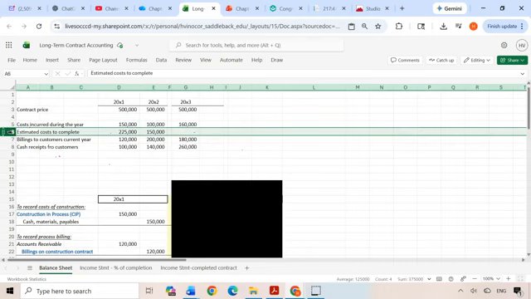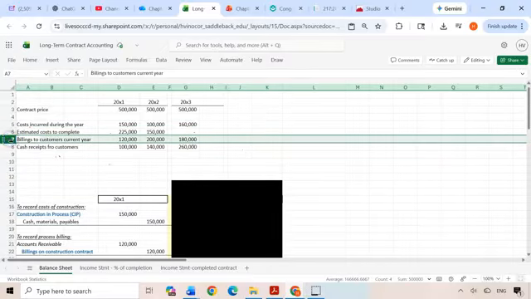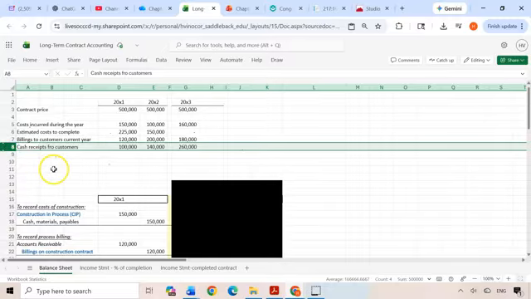And then we're given the estimated cost to complete. This is how much the company thinks the total estimated costs will be that they will incur in order to complete this project. We have billings to customers in the current year. So this is what we billed our customers, and our customers have paid us this much.